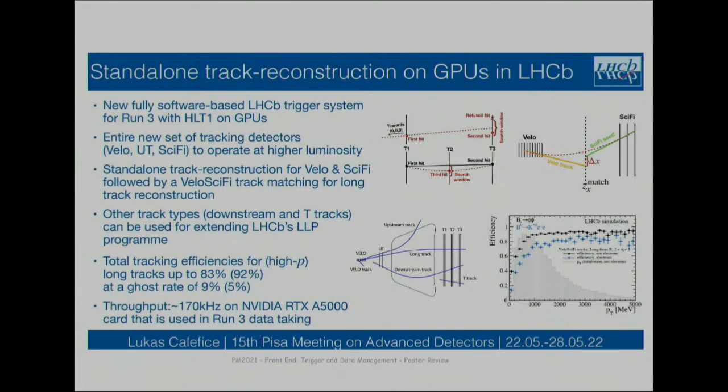LHCb track reconstruction. It's an upgrade of the tracking system. The hardware trigger that was in use up to now is not fast enough anymore, so it's replaced by a software trigger that will run on GPUs. And the tests expect a tracking efficiency of 80 to 90%, depending on the energy, and a throughput of 170 kilohertz.